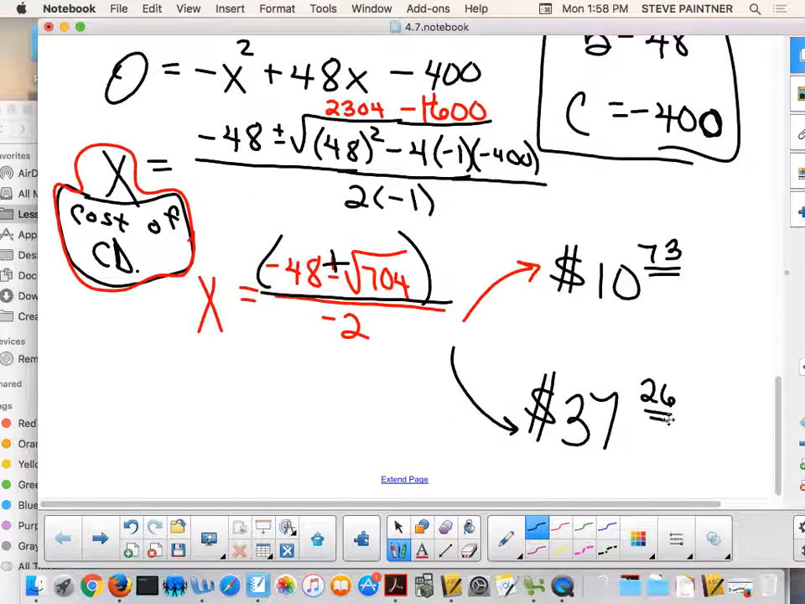Now, wait. We gotta think about this. Please, listen. The question was simply this: what can you sell your CD at and still make $100 profit? Well, one answer is $10.73. The other answer is $37.26. Now, if you were selling your CDs after a jazz concert at $37, who's buying it? Nobody.